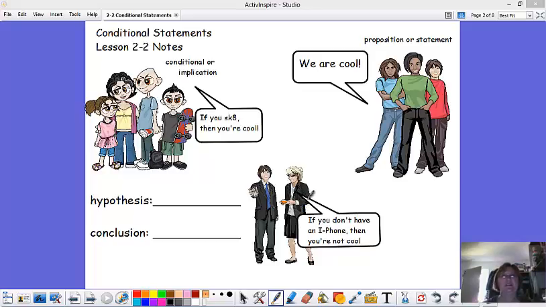Hi, and welcome to our second lesson in our second chapter. Today we're going to continue talking a little bit about logic, and our end goal in this chapter is to be able to prove things geometrically. And we're almost ready to begin.